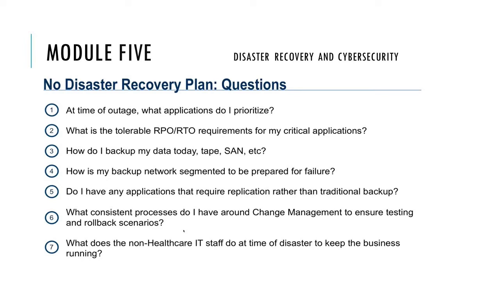What are the consistent processes around change management to ensure testing and rollback scenarios? Sometimes we make a change and then we roll back because there's an issue, we roll back to a previous installation of something. And you'll see that from time to time with Windows or Microsoft Office, where it asks for a reset point. So when you do an update to Windows, it's not working, can you roll back to a previous state?